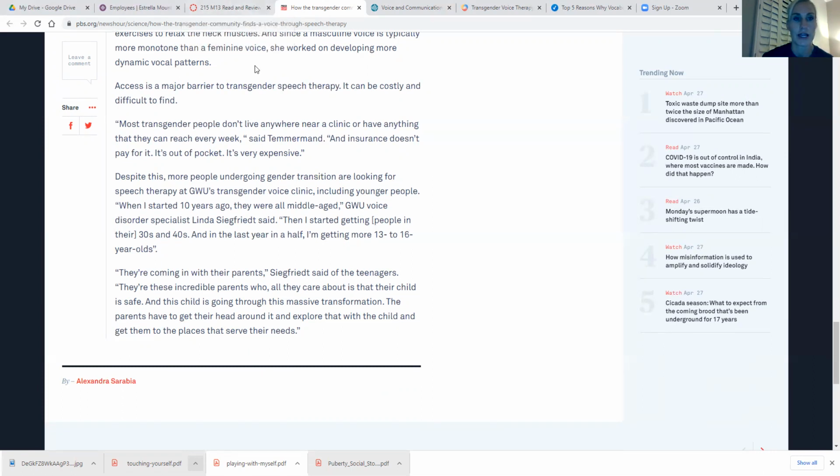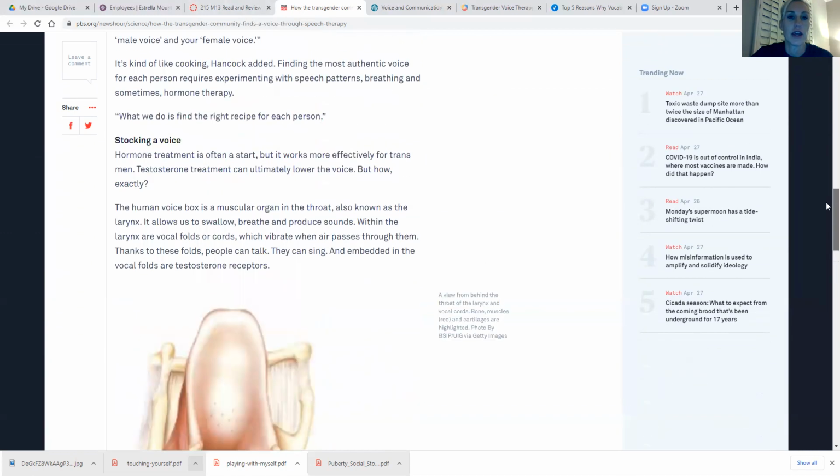Oftentimes, as most of you know, although I think this goes for a lot of things speech-wise, it's out of pocket. It's not something insurances cover. So definitely some things to think of there.